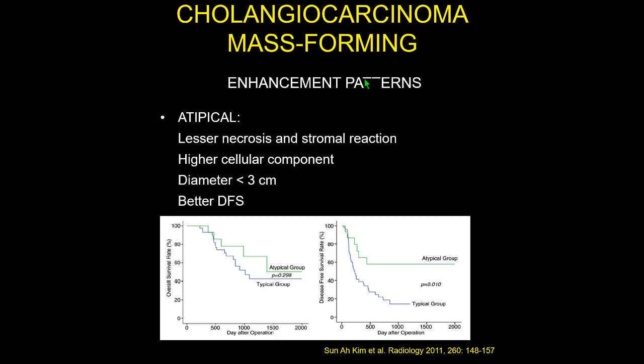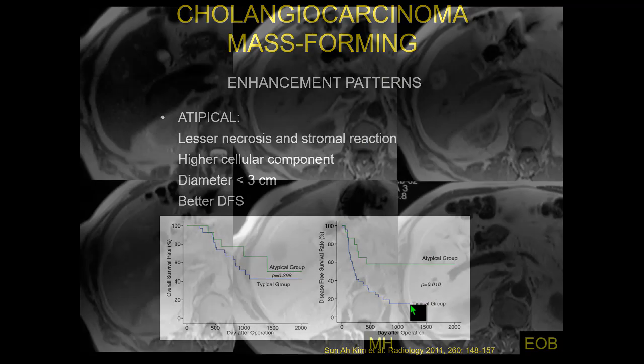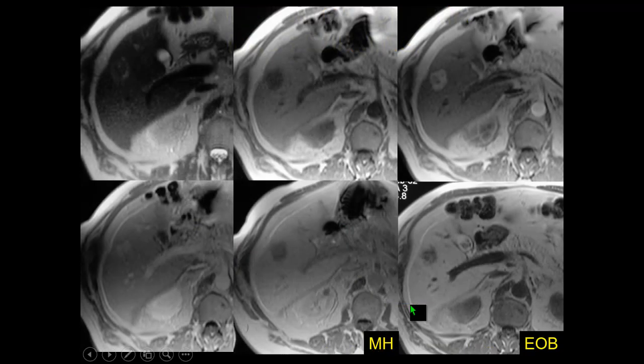The disease-free survival is better than conventional cholangiocarcinoma, but if you can see here, this was a lesion which is almost isointense on T2, hyperintense on T1, markedly hypervascular, no washout.